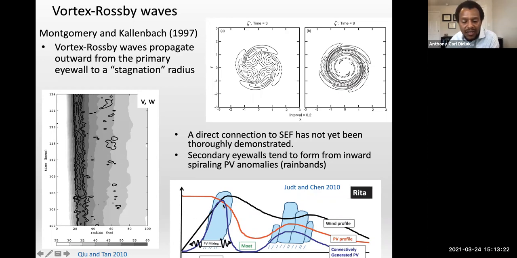In Judt and Chen, what they showed was that the moat, which is the relatively convectively quiet region between the inner eyewall and the outer eyewall, or the forming outer eyewall, there tends to be a region where vortex Rossby waves can't penetrate. And so they showed that the vortex Rossby waves stagnate at a slightly inner radius than where the secondary eyewall starts to form.